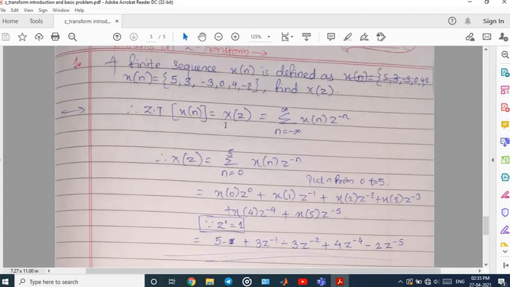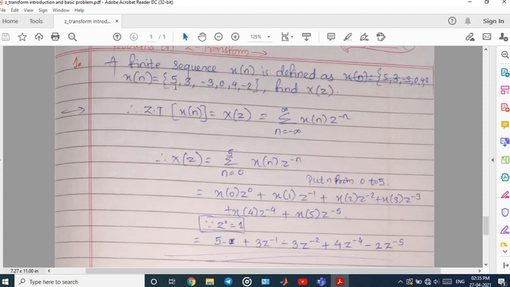While taking the summation, first of all see the sequence: 0, 1, 2, 3, 4, 5. As there is no arrow given below any number, the sequence starts from index 0, so x of 0 starts from here. We have seen this in the convolution part.